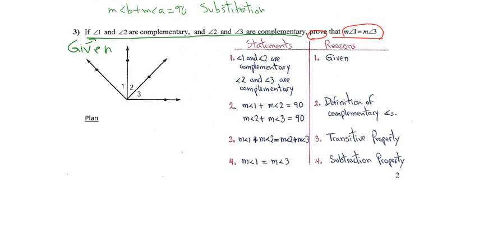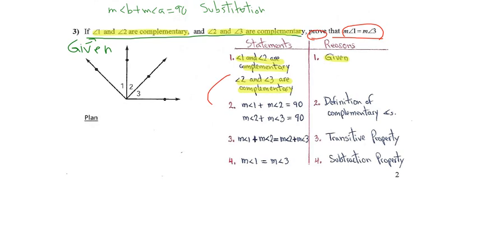So we can start with the given. Let's look at the first part of the given, which is angle 1 and angle 2 are complementary. What does it mean to be complementary? We will write that down in our next step. First, we're writing the given. Angle 1 and angle 2 are complementary. Then we're writing the second part of the given, which is angle 2 and angle 3 are complementary. That's given to us. What does it mean to be complementary? That's written on the second step because it should be connected to what the first step says.